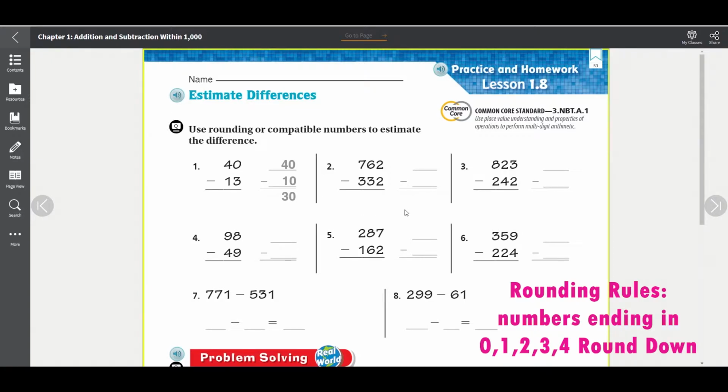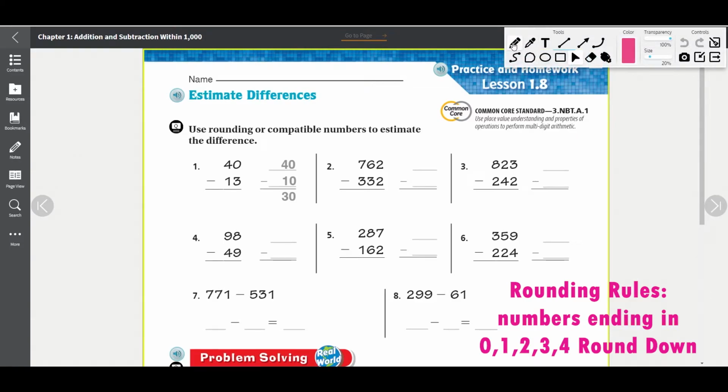Remember that if a number ends with 0, 1, 2, 3, and 4, you have to round down. Or if that number ends with 5, 6, 7, 8, 9, you have to round up. So how are we going to apply these rounding rules on these numbers?